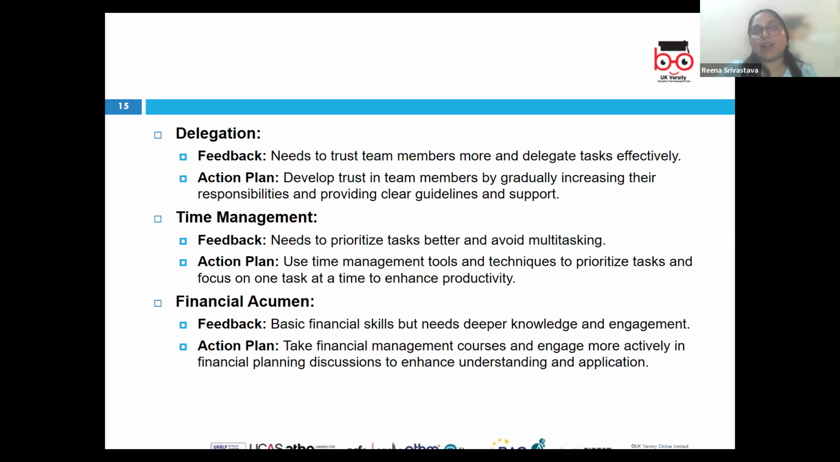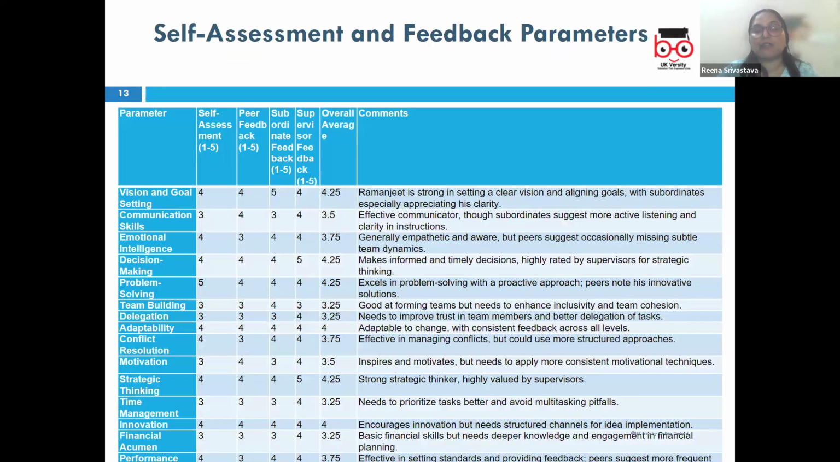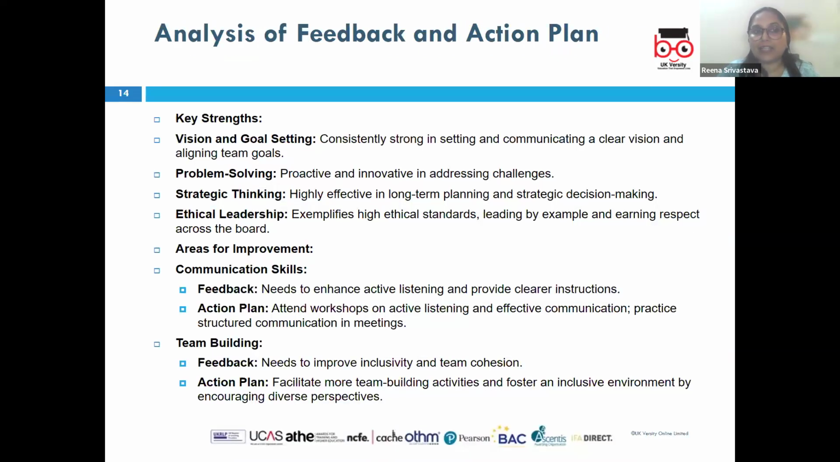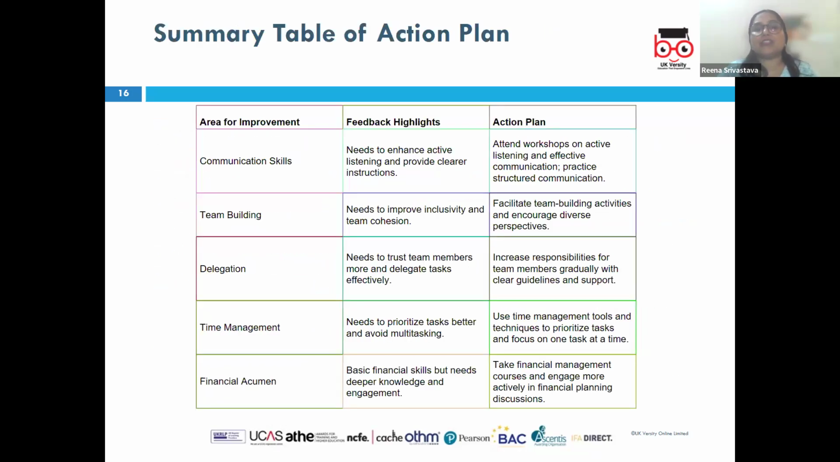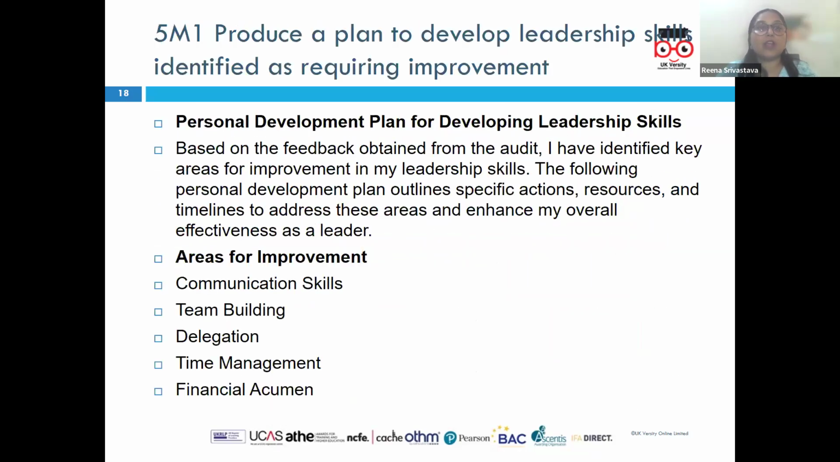Now here, on the basis of this self-assessment, you have identified the areas. Say, for example, communication skills as an area for improvement. Here, the feedback was that you need to enhance your active listening and providing clear instructions. The action plan is you have to attend workshops on active listening and effective communication and practice structured communication. This is just an example I'm giving you.